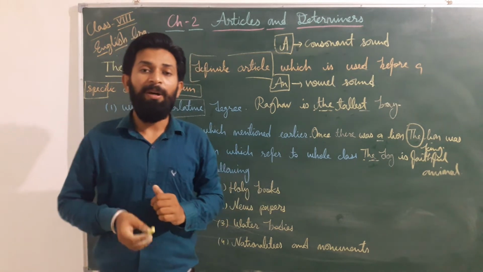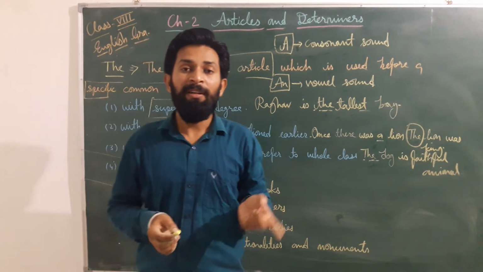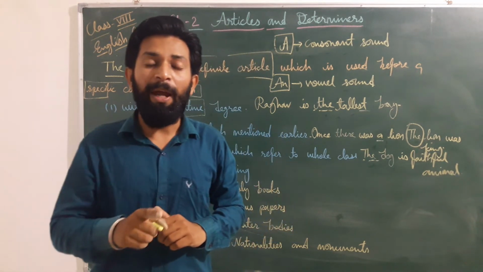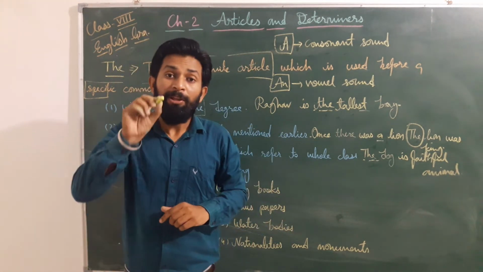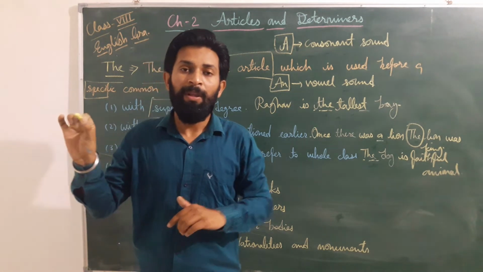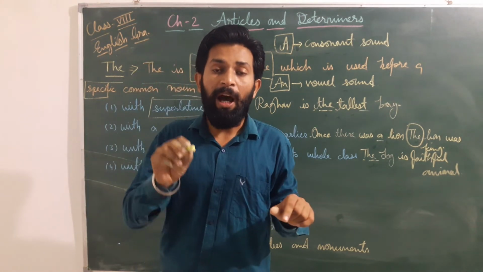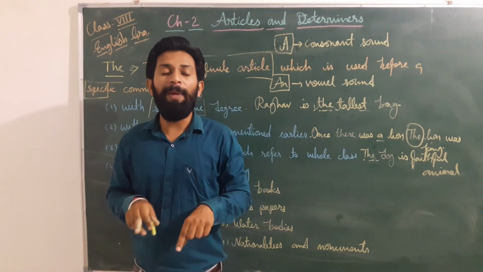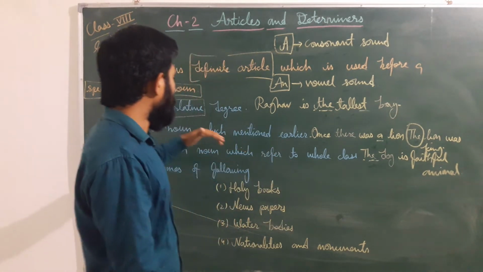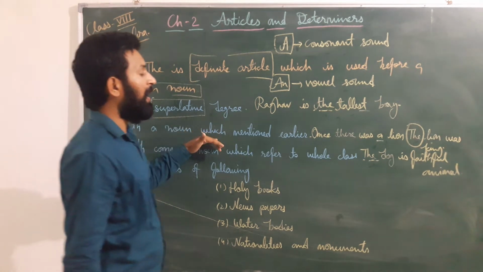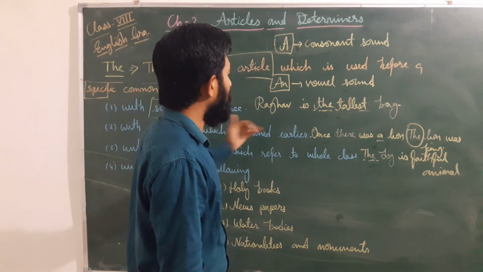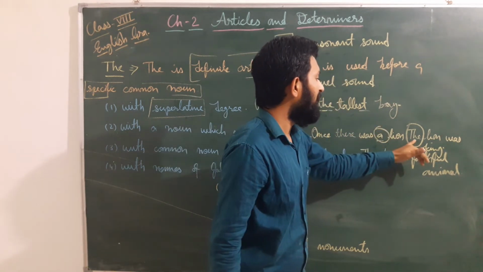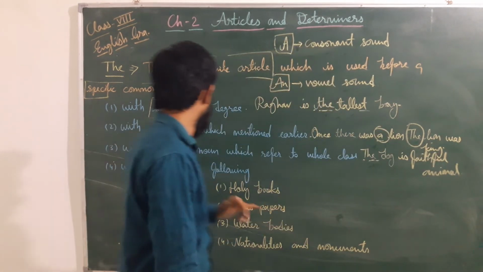like I bought a Parker pen yesterday. After that I am writing, I bought a Parker pen yesterday. After that, the pen was superb. At first, I used a. I bought a Parker pen. In the next sentence, the Parker pen was superb. If any noun is already mentioned earlier and comes again, then you have to use the. Like, once there was a lion. Here I got a, and after that in the next sentence, the lion was king.